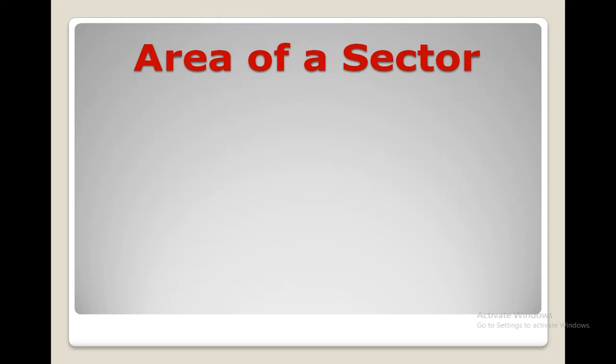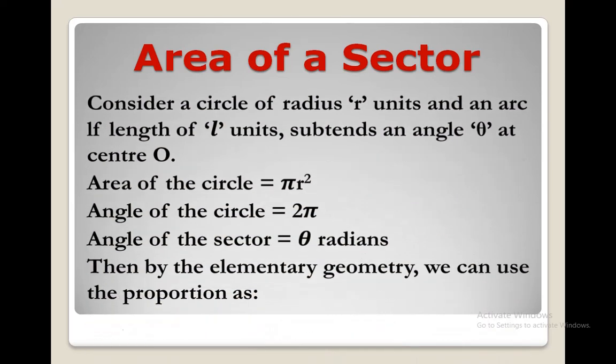Before I start the topic, let me give you the definition of a sector of a circle. Dear students, a part of the circle bounded by the two radii and an arc is called a sector of the circle, whereas a part of the circle bounded by an arc and a chord is called a segment of the circle.